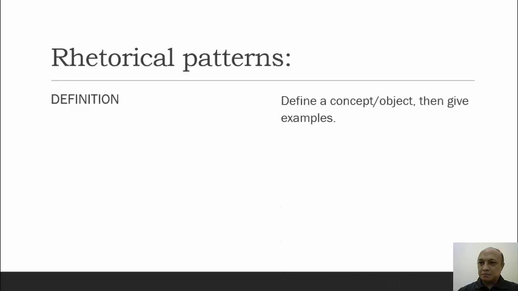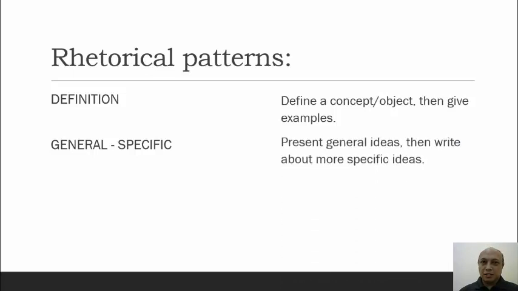So this is definition. The first rhetorical pattern is called definition. In the definition, you define a concept or an object and then you give examples. So, see, this is how it works. So you define a concept first and then you give examples. Yeah. And the second rhetorical pattern is called general specific.